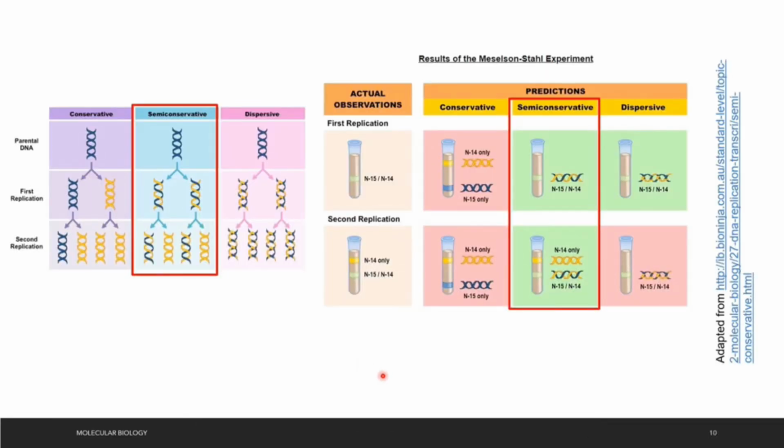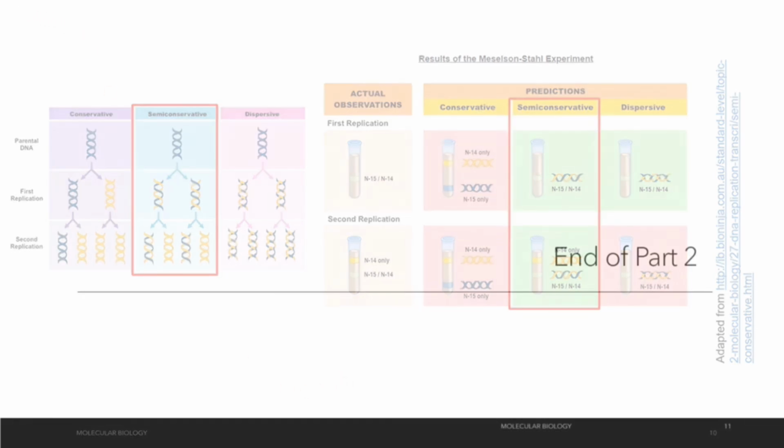And these are the predicted results for the different models of DNA replication. So you can see the semi-conservative prediction is actually consistent with the Meselson-Stahl style experiment, which is the actual observations. And of course, the conservative and dispersive models have very different predictions, which should come out from the first and second replications. And that's the end of part 2. In the next part of this topic, we'll talk about the process of DNA replication.